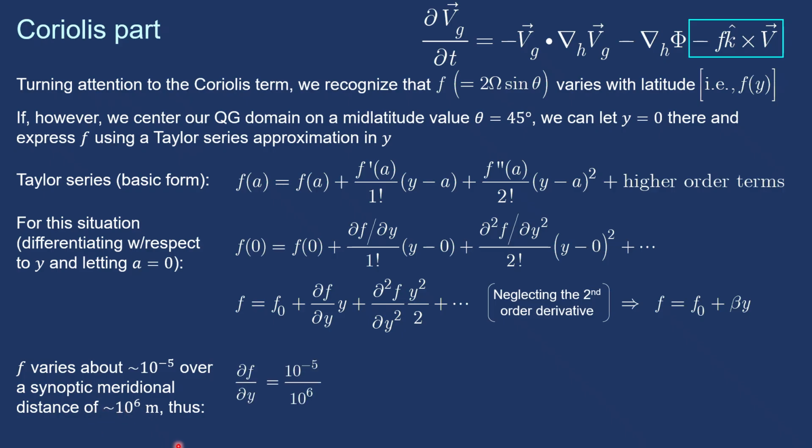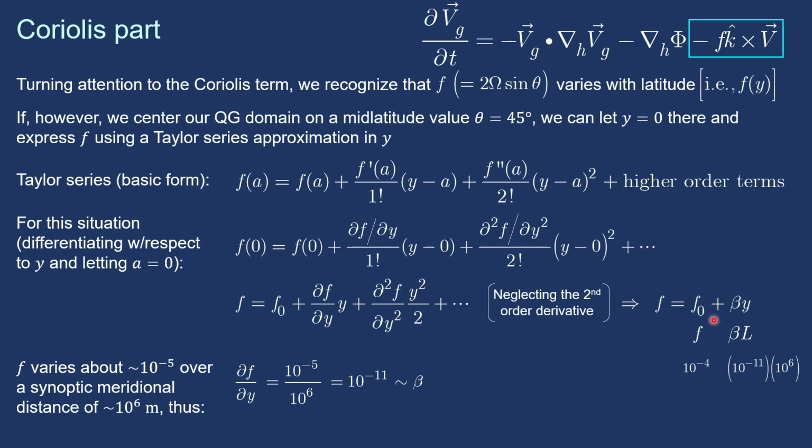we can rewrite the change in f over change in y as 10 to the minus 5 over 10 to the positive 6, which gives us a scale for beta of 10 to the power of minus 11. So applying the scaling to f here, f naught goes as f, beta goes as beta, and y, the scale of y, goes as the horizontal length scale L. And we know all of these values.